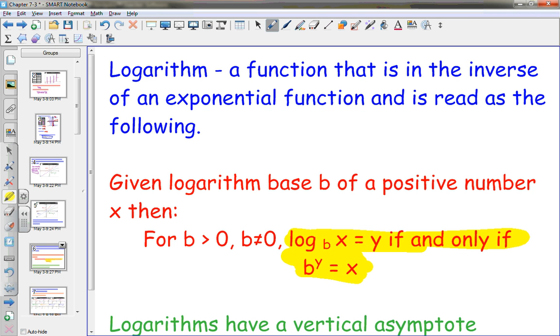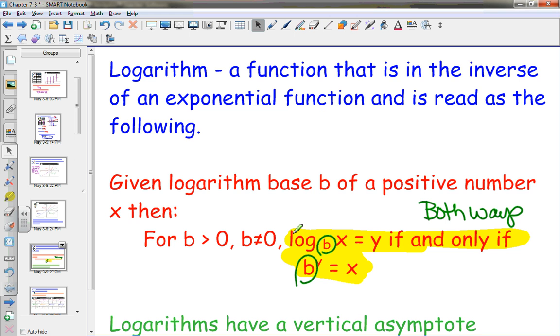Log base b of x is equal to y if and only if b to the y is equal to x. What does that mean? If and only if means it goes backwards and forwards. It can be read both ways. Notice this. Look at the bases. Log base b of x is equal to y implies that b to the y is equal to x. Now that's all very, very important.